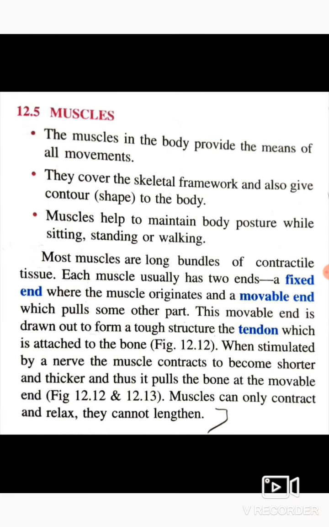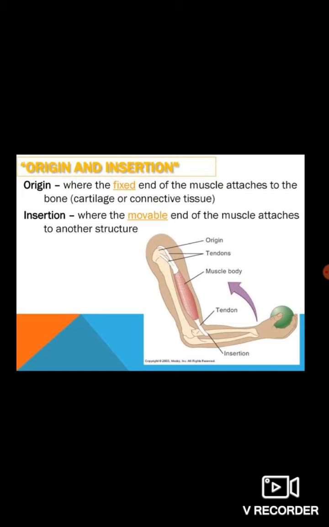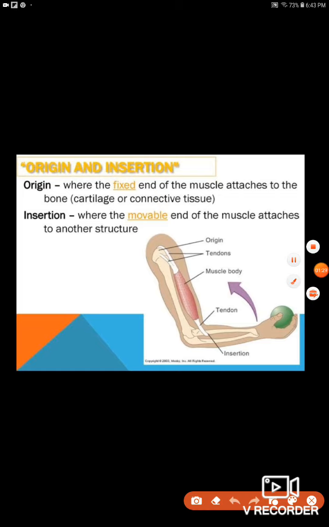Now what is this fixed end and the movable end? See here. In this picture you can identify this is called the fixed end. In medical terminology it is called origin. These words are not in your syllabus. So what is the fixed end? Where the muscles are attaching to the bone or the cartilage. So that is called origin or the fixed end.